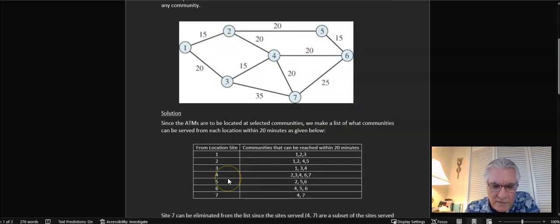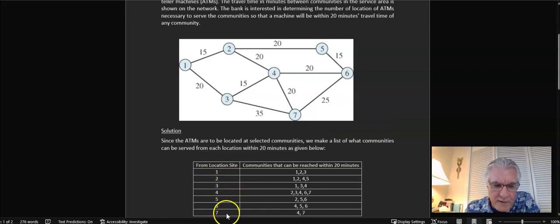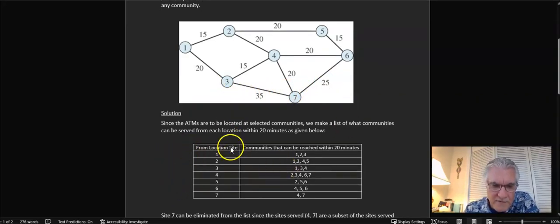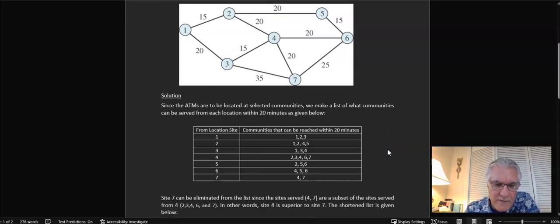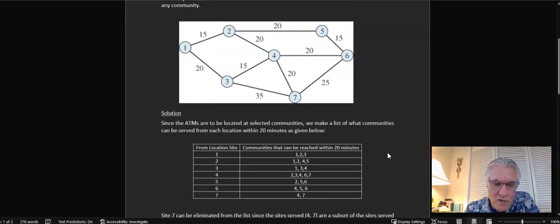So then going down the line, you go down to all 7 locations, and number 7 can basically serve 4 and 7, because 25 is greater than 20, 35 is greater than 20. So that is a map of all locations and the communities that can be reached within 20 minutes. Now how do you decide which location is best to get everywhere within 20 minutes? And can you even do it with just one ATM machine would be the question.